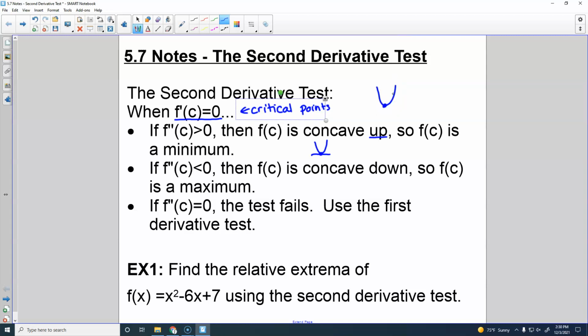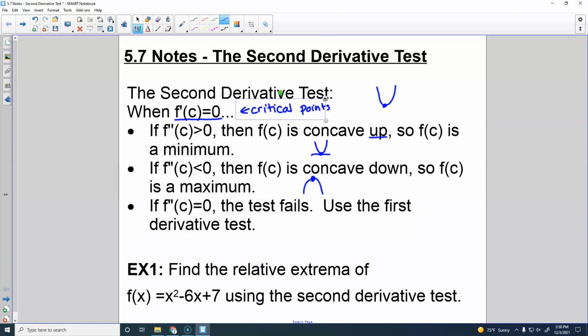It is another way. So sometimes you could use either. AP will ask you some questions where you only have limited information, where you have to use this. And I'll show you what those look like here in a minute. So if f double prime is less than 0, that tells you you're concave down. If you're concave down, your critical point is a maximum.